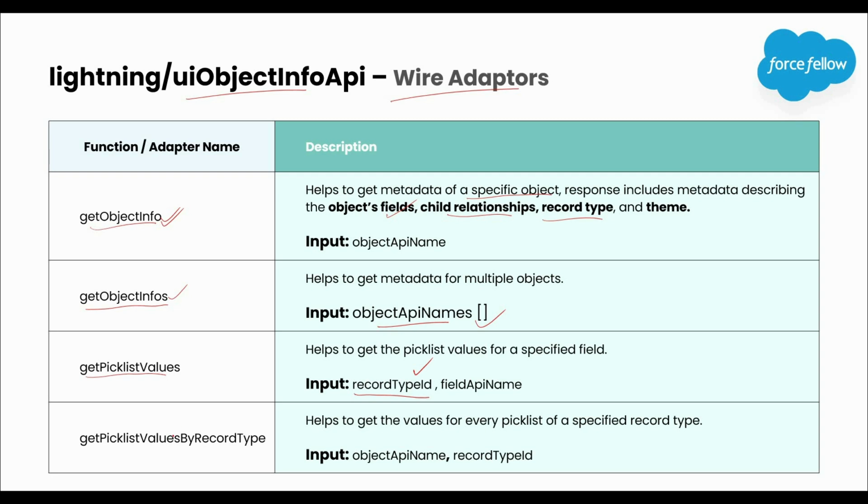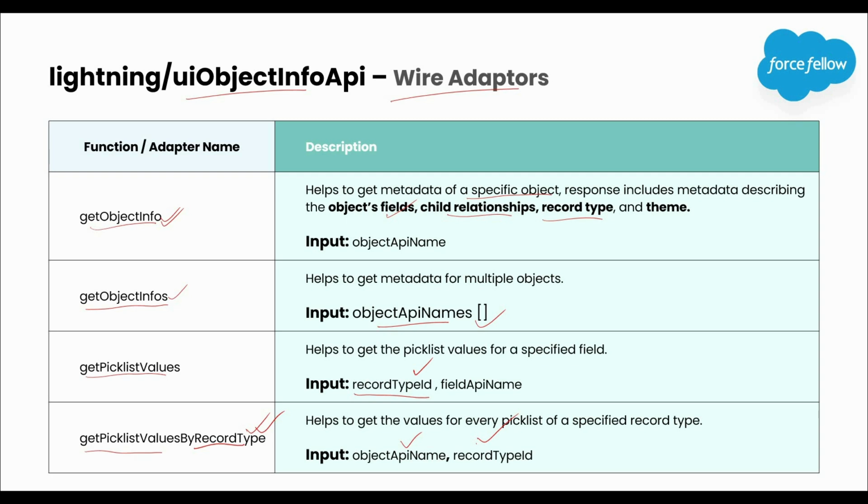Okay. And the last adapter we have is getPicklistValuesByRecordType. So if you have a requirement to get values of every picklist which is defined in a specific record type, then you can refer to this method. For example, let's say in an object we have 5 picklists. Now let's say you want to get those picklist values which are defined under X record type for all those 5 fields. Then in that case you can use this adapter. It will return values of all those 5 fields which are defined under that record type. Okay. And as input, we have to pass the object API name and record type ID. I hope this is clear to you.